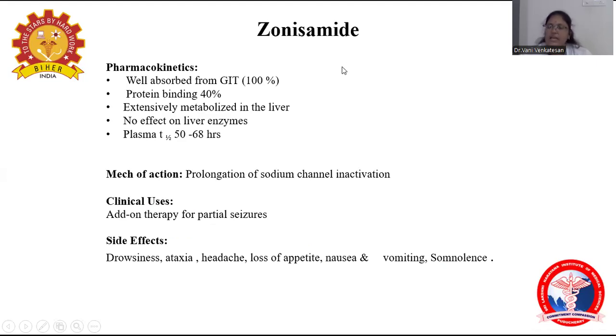Coming to zonisamide. Regarding the pharmacokinetic profile, it is well absorbed orally, with almost 100% oral absorption, and metabolized in the liver. It doesn't have effect on the liver enzymes, with a plasma half-life of 50 to 68 hours. Clinical uses: zonisamide is used as an additional drug of choice for seizure. The side effect profile includes drowsiness, ataxia, headache, loss of appetite, nausea, and vomiting.